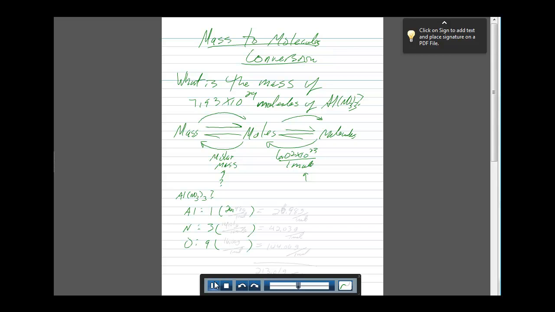Aluminum is 26.98 grams per mole. Nitrogen is 14.01 grams per mole. And oxygen is 16.00 grams per mole. And when we tabulate each one, we end up, of course, with 26.98 grams per 1 mole. The nitrogen turns out to be 42.03 grams per 1 mole, and the oxygen is 144.00 grams per 1 mole. Now when we add this up, we end up with 213.01 grams per 1 mole.